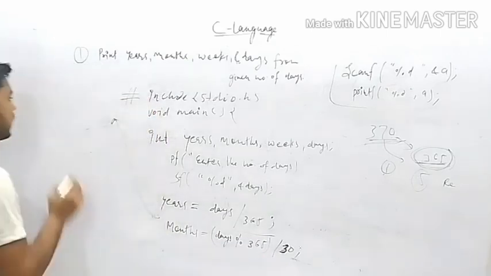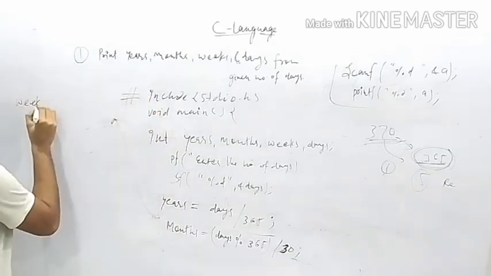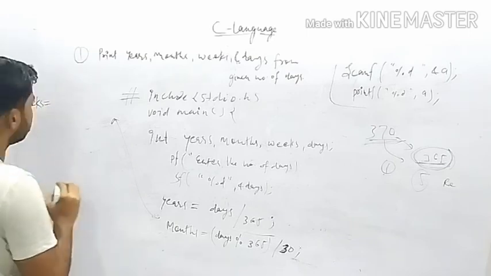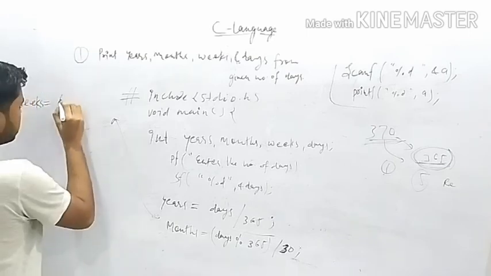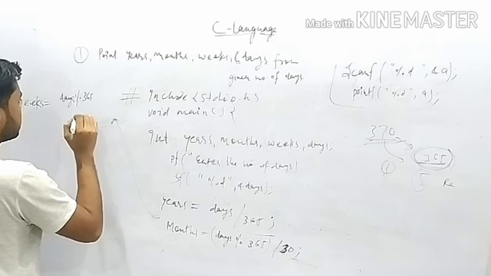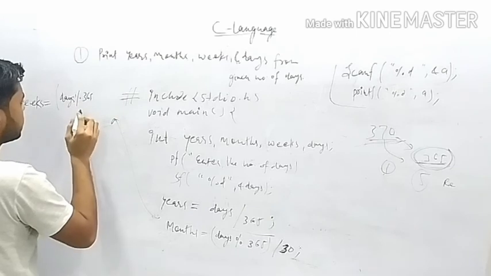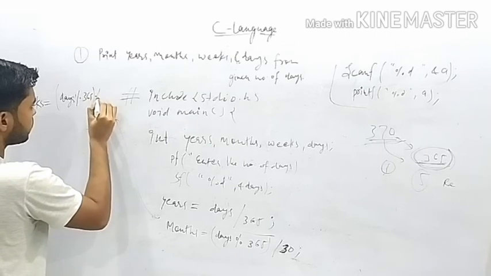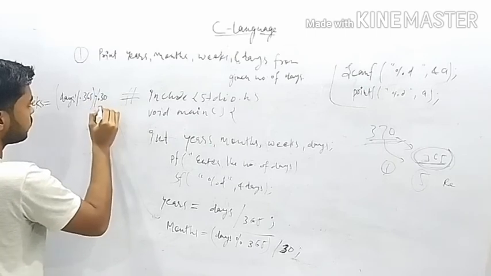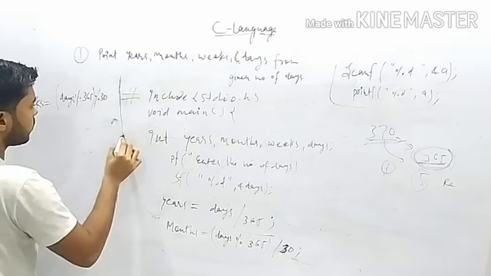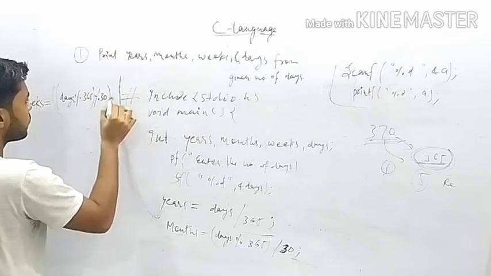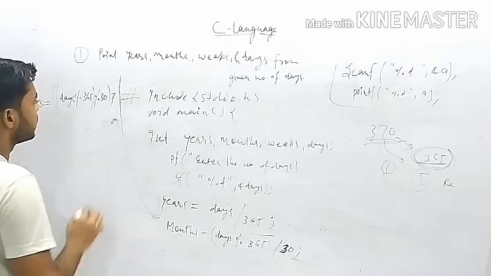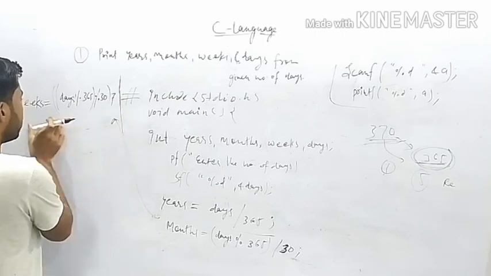Now we have to find out the number of weeks. So weeks equals days, the remainder of 365, and then the remainder of 30 that we got from the month. It will be divided by 7 to find the number of weeks.